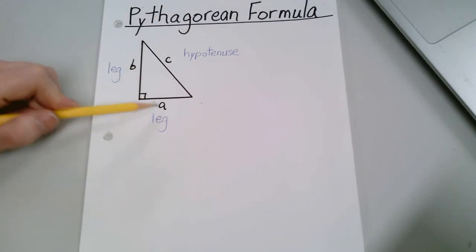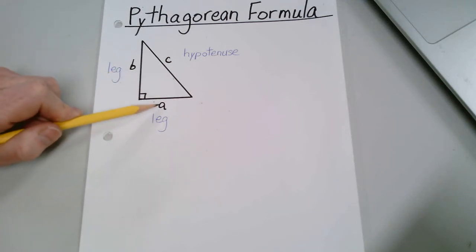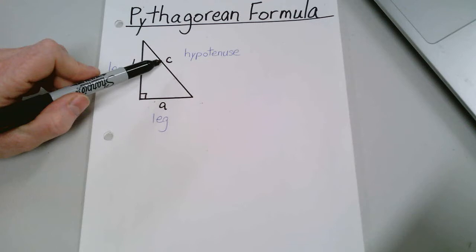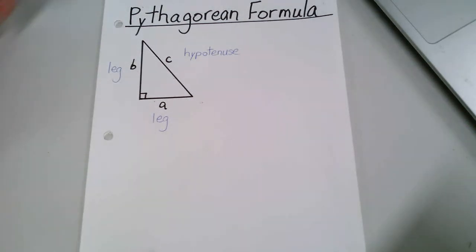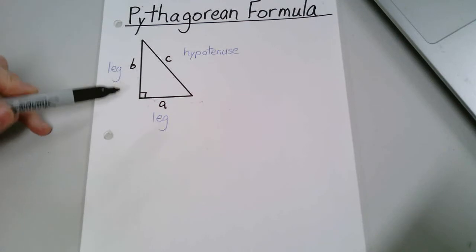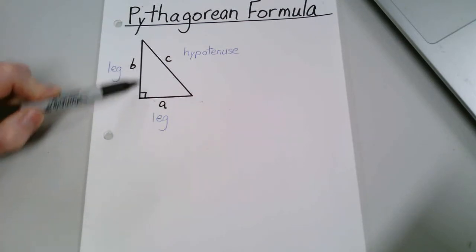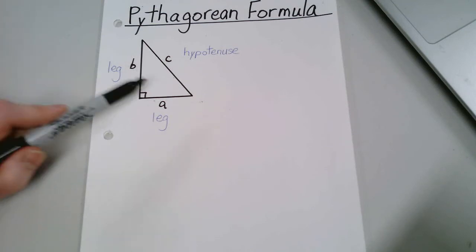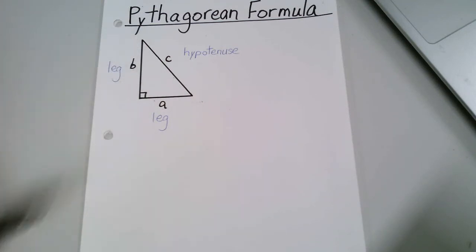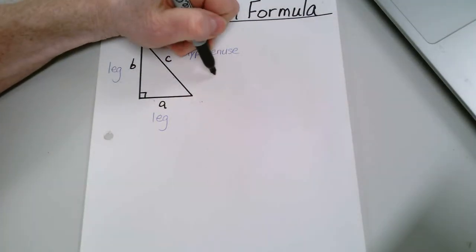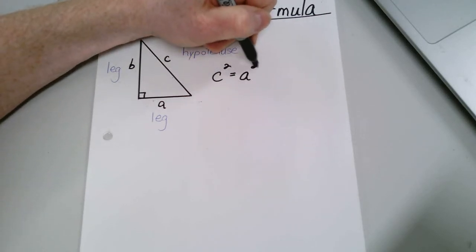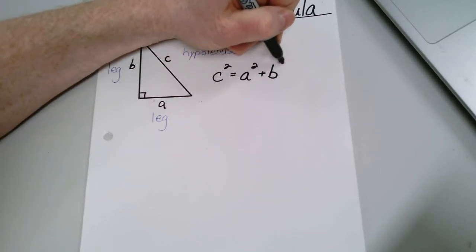Now, if you mix these two up, it wouldn't be a big deal. If you called this B and this one A, it wouldn't be that big a deal. But the hypotenuse always has to be C. Otherwise, your formula is going to be messed up. So what is the formula? The formula says this. If you are given the lengths of two of the sides of this right triangle, you can use the formula to figure out the length of the third side. Works every time. So here's the formula. C squared equals A squared plus B squared.